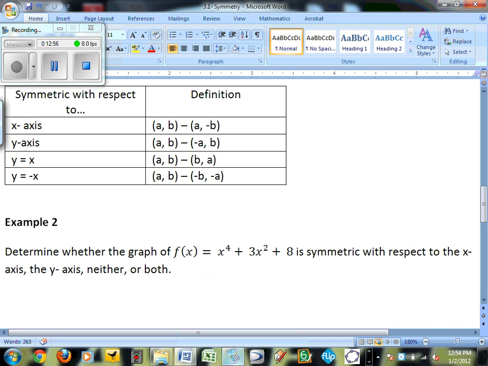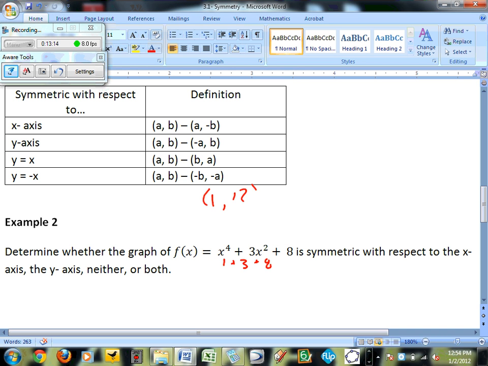And I can show you a reason why. Well, it says the x-axis, if I plug in, say, 1, 1 to the 4th is 1 plus 3 times 1 squared is 3, so I get 1 plus 3 plus 8, I get 12, right? Anytime I plug in 1, I'm always going to get 12. I'm not going to get a negative 12. There's nothing in there that's going to give me negative 12. So it's not symmetric with respect to the x-axis.